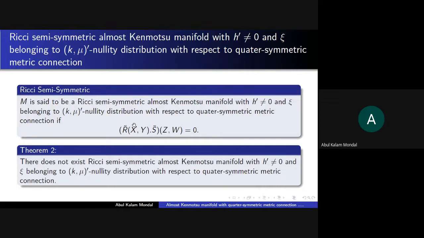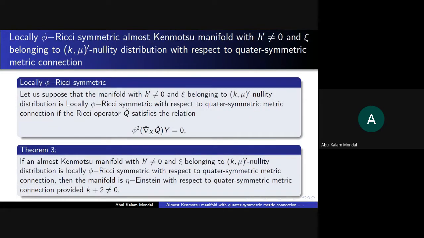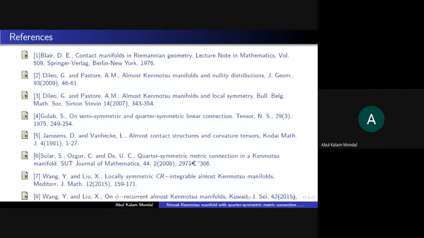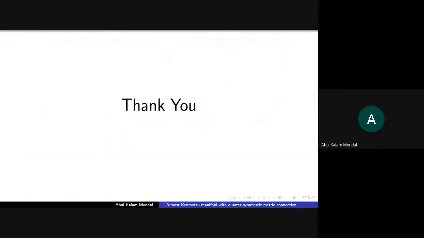And here we have shown that there does not exist a symmetric almost Kenmotsu manifold with h' not equal to 0 and xi belonging to the k-mu nullity distribution with respect to the quarter symmetric condition. And finally, we studied locally phi-symmetric Kenmotsu manifolds, and we have shown that with respect to that connection, the manifold is an Einstein manifold, provided k is not equal to -2. These are references. Thank you.